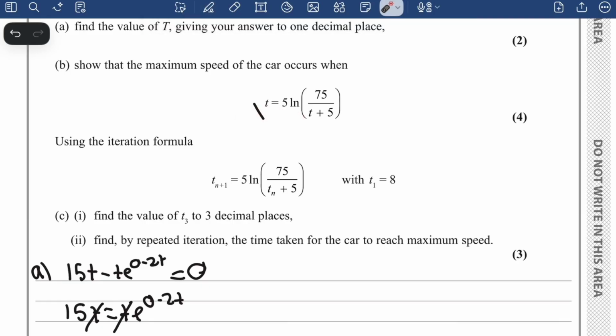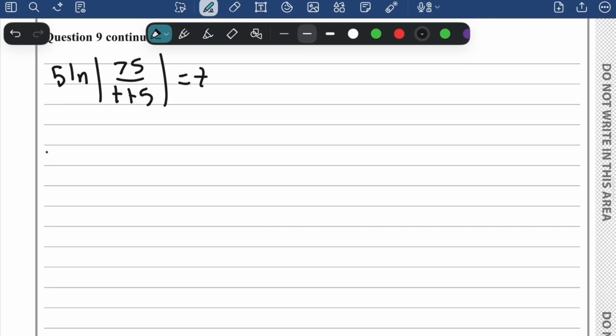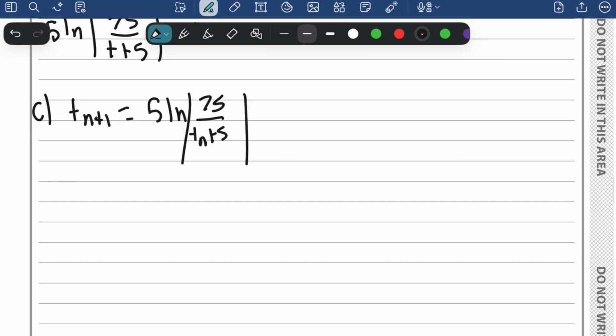Now part C gives us an iteration formula, and we're told to find the value of t3 and then find the time taken to reach the maximum speed, where t1 is 8, right? So the iteration is given by this. And we're told that t1 equals 8. So that means we can find t2 by subbing 8 in, and we get t2 is 8.76.